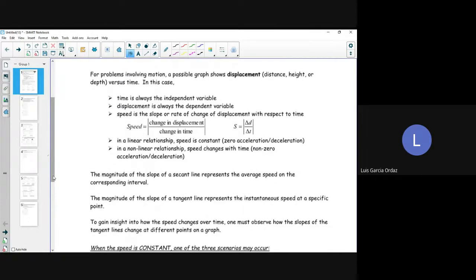So for problems involving motion, a possible graph shows displacement, distance, height, or depth versus time. So time is always the independent variable, so this is obviously the x-axis. And displacement is always the dependent variable, so this is on the y-axis. So speed is the slope or rate of change of displacement with respect to time. Speed is equal to the absolute value of the change in displacement over the change of time.